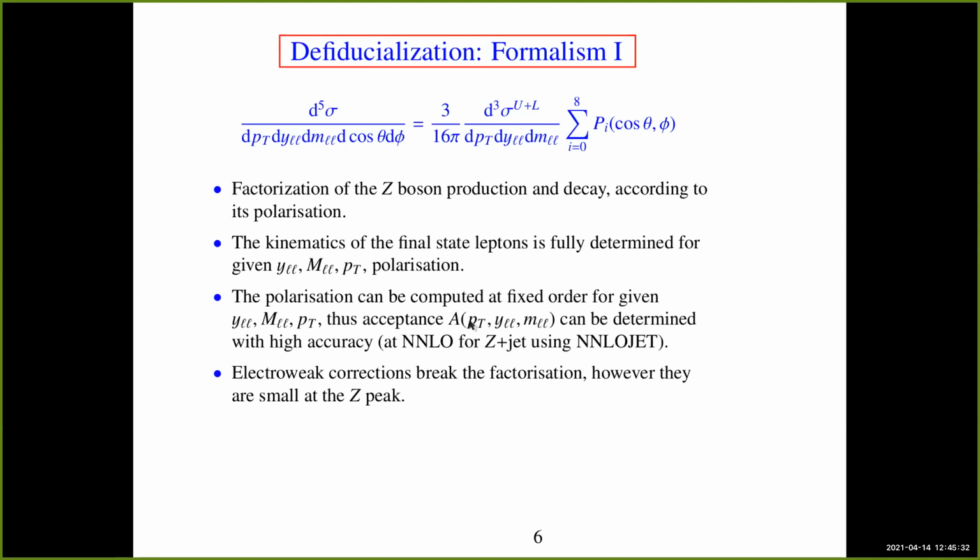And therefore, the acceptance can also be determined with fixed order at high accuracy. So we can do it up to next-to-leading order if we use Z plus jet at NLO. Okay, so this can work fine. Of course, there are electroweak corrections which actually break this factorization. So they can be incorporated in the full procedure, but also they are small in the peak region. So we heard that the photon-induced can be large from Lucien, but in practice, there are cuts against that, and it's normally very small.